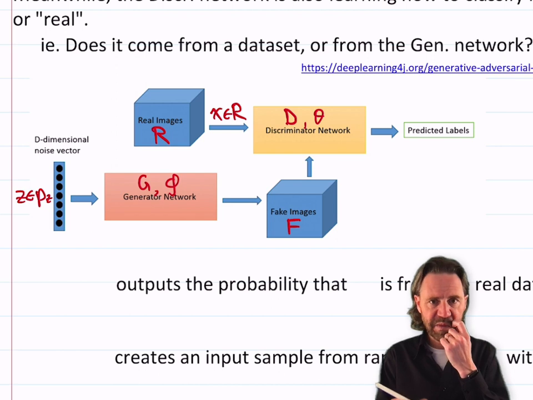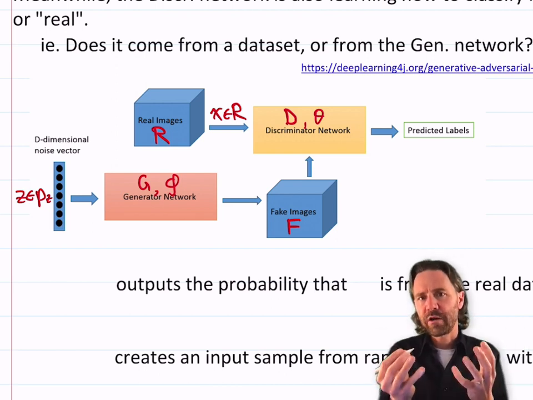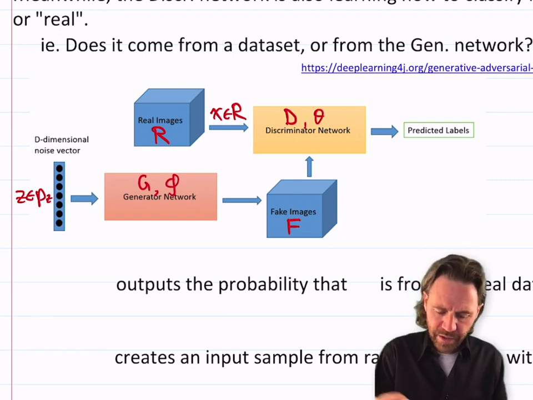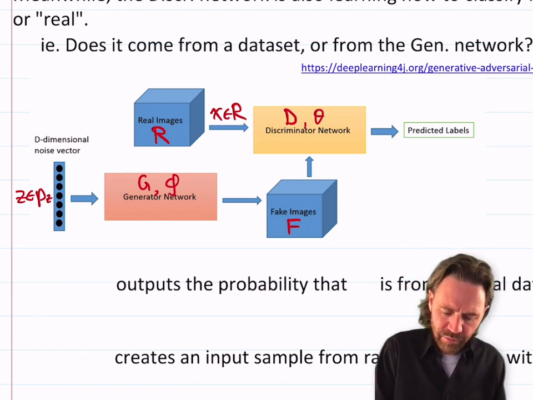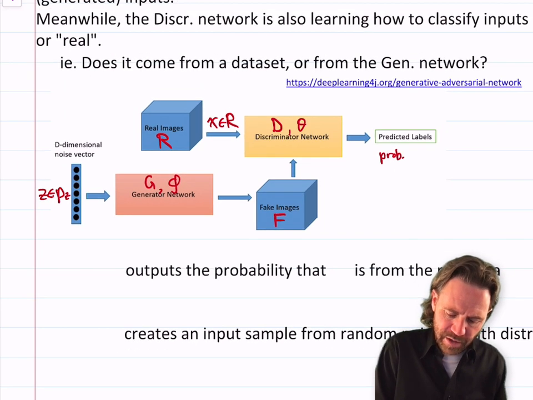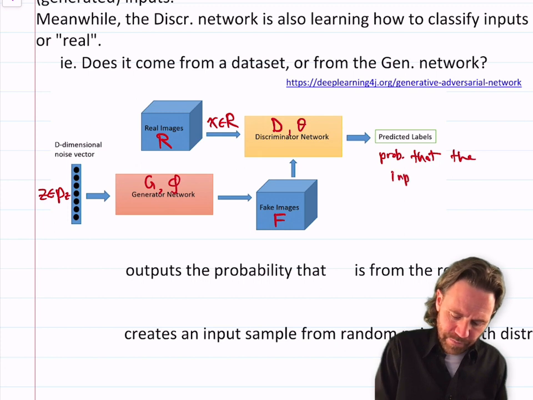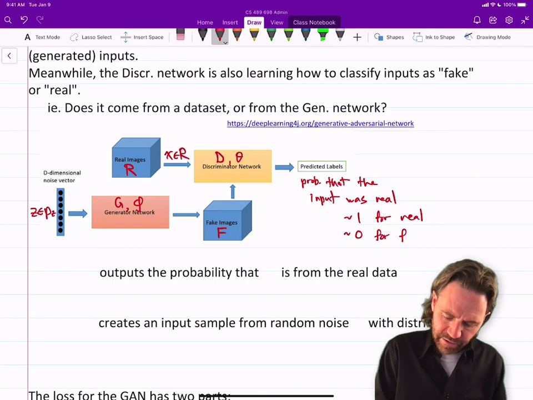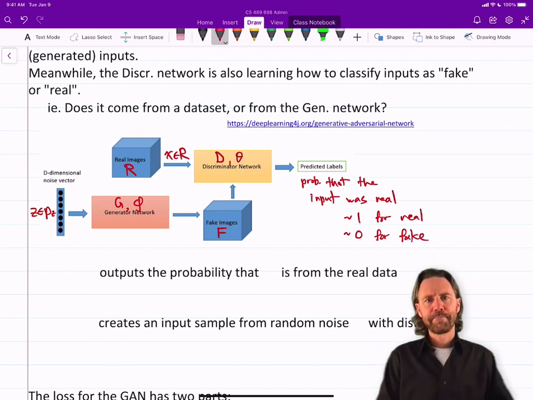Those fake inputs we also put through the discriminator. So the discriminator's job is to determine which ones are real and which ones are not. So the output of the discriminator network will be the probability that the input was real. So we want something close to 1 for real and something close to 0 for fake. Okay?